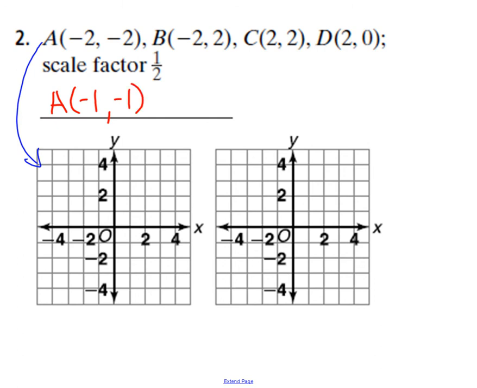I'll give you another chance to redeem yourself. For B, -2 divided by 2. -1. And then 2 divided by 2. 1. Now we're cooking.